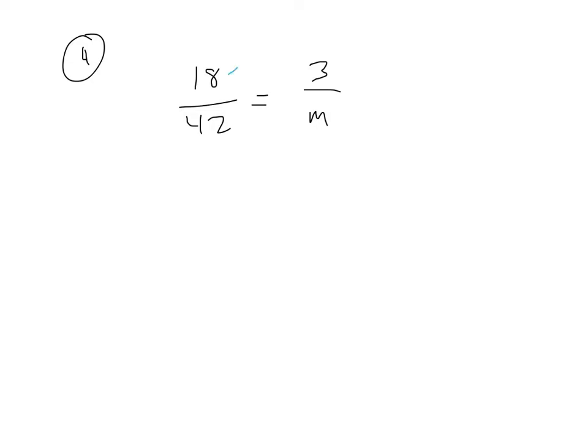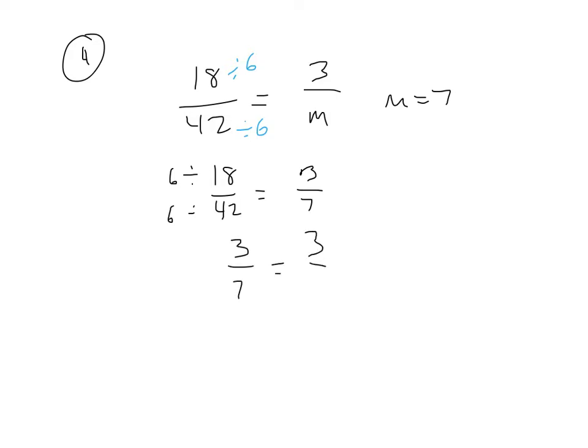So 18 divided by 6 would be 3. So 42 divided by 6 would actually mean that m equals 7, right? To prove it, we could say 18 over 42 equals 3 over 7. And if I can simplify this down to make it 3/7, then I've got my answer. So let's see, if I divide both of those by 6, 18 divided by 6 is 3. 42 divided by 6 is 7. Last time I checked, 3/7 was the same as 3/7, okay?